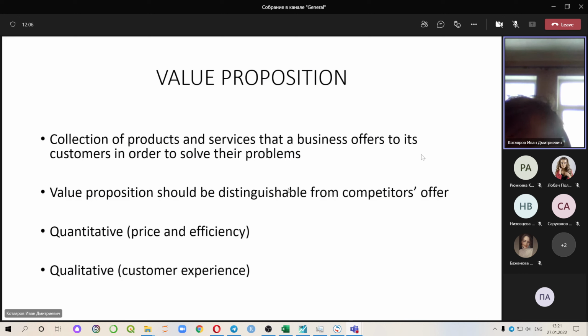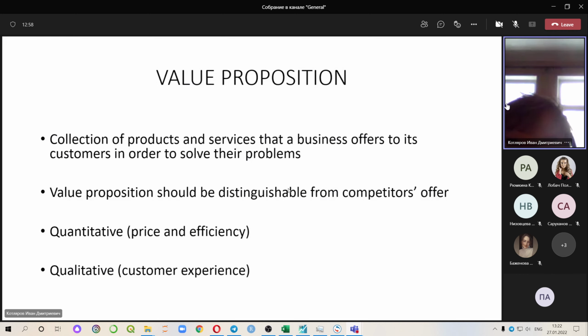From the qualitative point of view, price and efficiency are not so important. Here we have customer experience. Customer experience, so experience, impression, actually, that customer will get thanks to our service, thanks to our company. How do you think? Are there any examples of products or brands probably which are based on customer experience? Maybe films industry. Absolutely correct. What else?